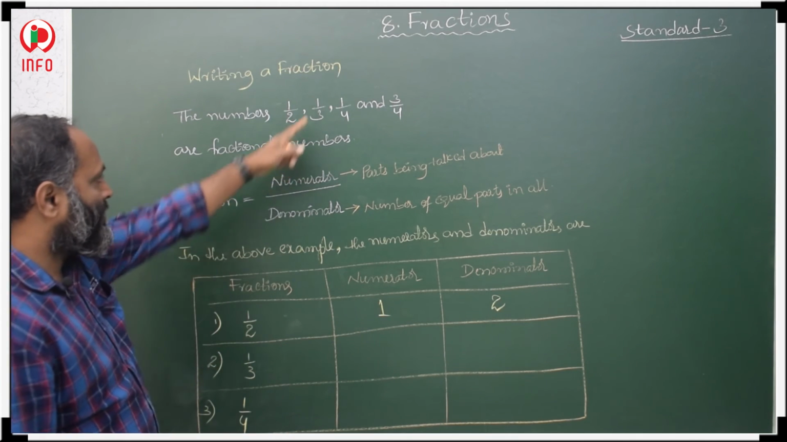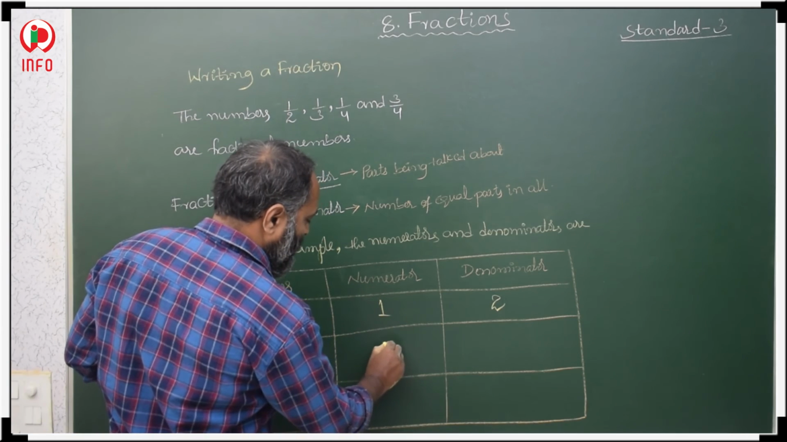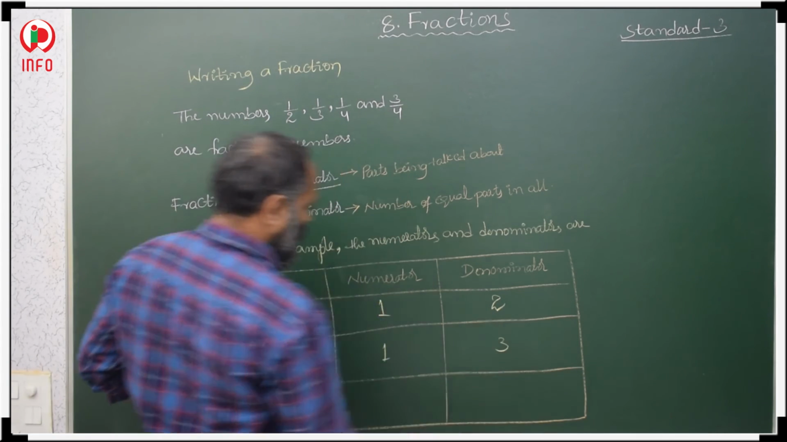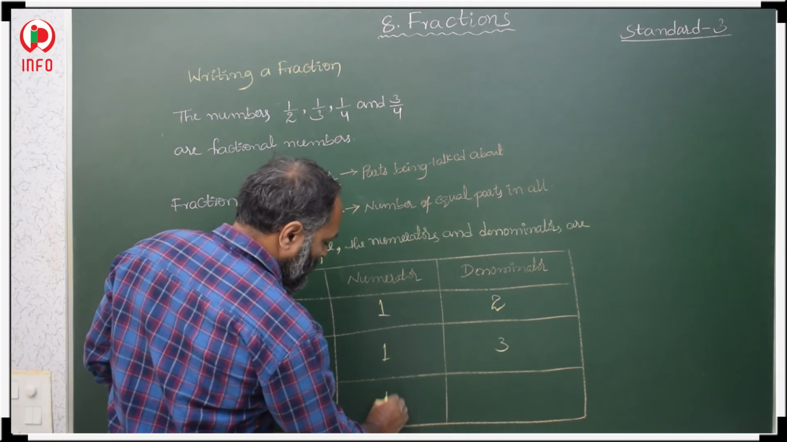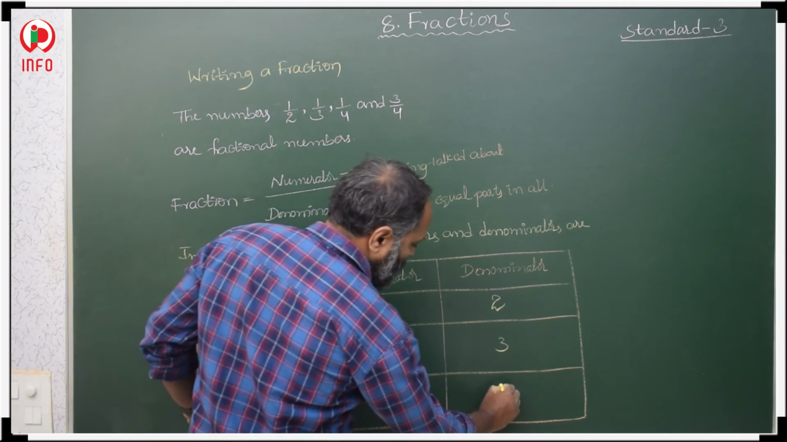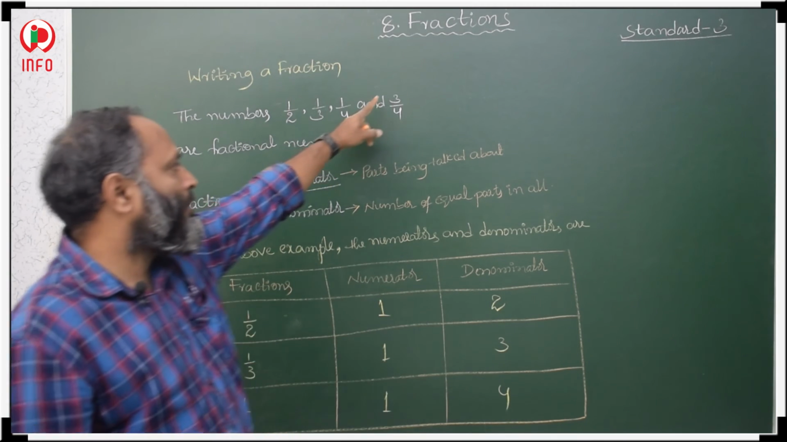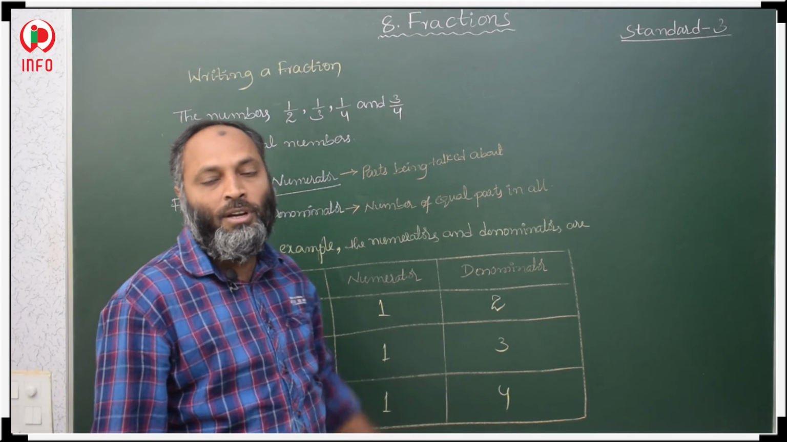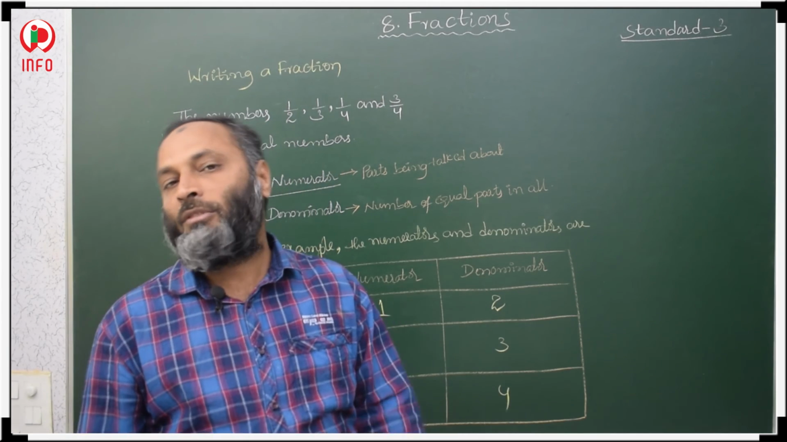In 1 by 3, 1 is the numerator and 3 is the denominator. Then after that, 1 by 4. In 1 by 4, 1 is the numerator and 4 is the denominator. In the same way, in 3 by 4, the next fraction, 3 is the numerator and 4 is the denominator. In this way, we have to write numerators and denominators. Okay.